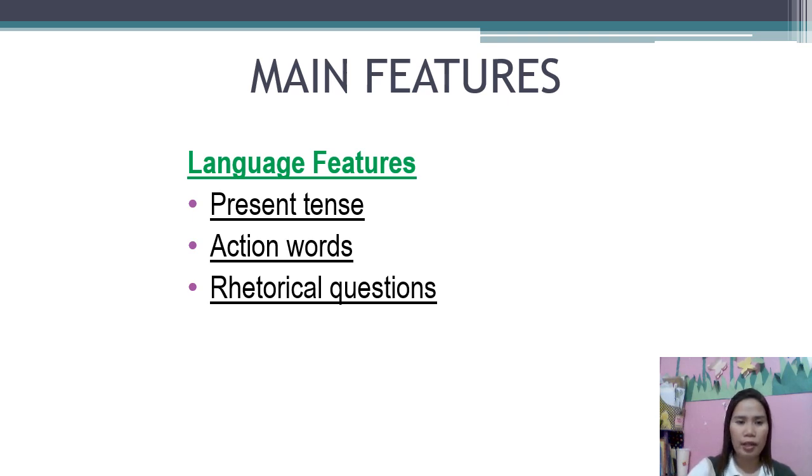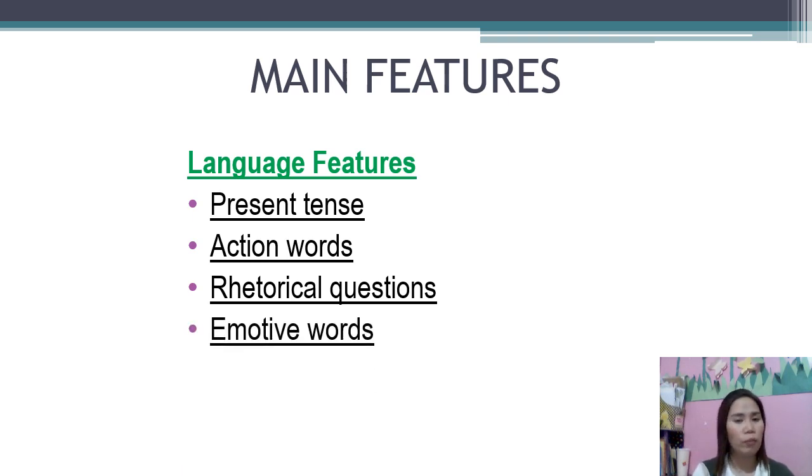All right. Next is the use of emotive words. So these are the words which show emotions and feelings of the subject. Next features is the assessing words or the use of effective words to achieve the purpose of your persuasive text. All right, so again, the language features of persuasive text are the following: the present tense, the action words, rhetorical questions, emotive words, and assessing words.